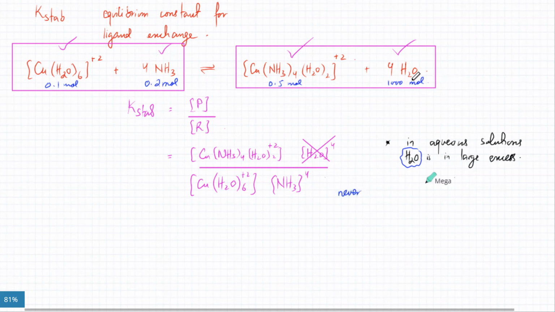I mean, there's no point writing the concentration of water in the expression because it's not going to change, or it's going to change, but very, very slightly or negligibly. So never write water concentration in the expression. It's taken as a constant.